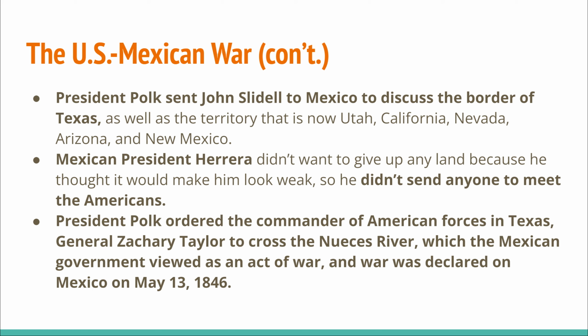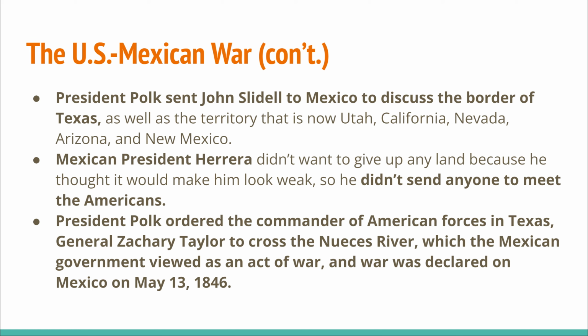The Mexican president Herrera did not want to give up any land because he thought it would make him look weak. So he did not send anybody to meet with the Americans. Polk sends this guy down to Mexico to talk about these borders, and no one talks to him. While he's down in Mexico, President Polk is going to order a commander, one of the commanders of the American forces in Texas, Zachary Taylor. You'll talk about him more in 8th grade, so it might do you some good to just go ahead and jot that name down here.